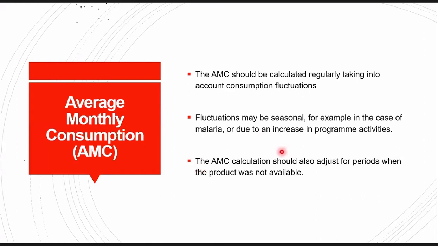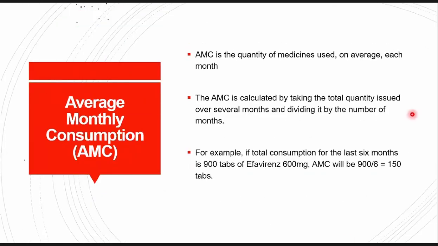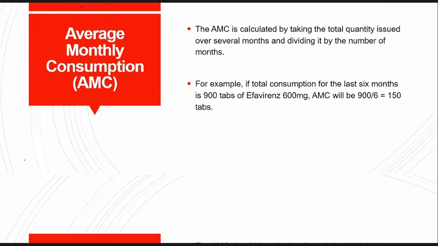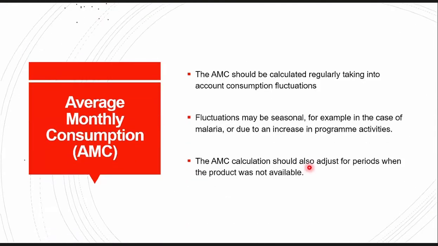And then also, there will be times when a product will be out of stock. So in the case of efavirenz, if in the intervening months you had stockouts, you cannot say the calculation I've obtained, 150, is my consumption. No. Later on, we are going to look at how we calculate adjusted average monthly consumption in times when we have stockouts.